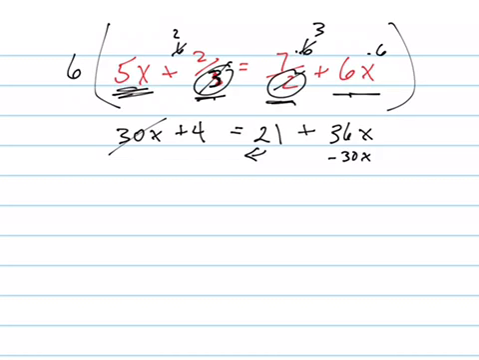So what's 4 minus 21? Negative 17, and this is positive 6. And so x equals negative 17 over 6.